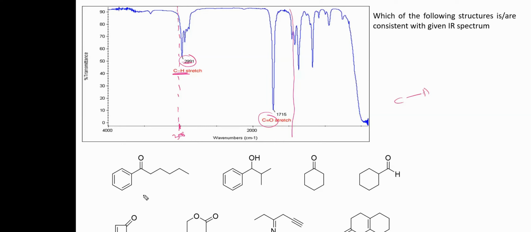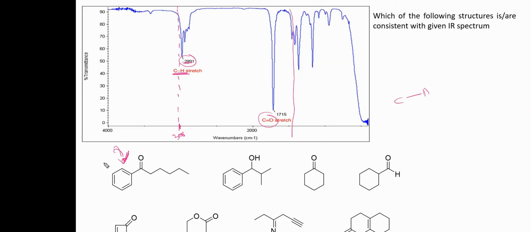Based on that, I just want you to answer one question. Do you think it could be this structure? What do you guys think? Can I get an answer? Hopefully the question makes sense. Can somebody answer this question? Is this a possible structure for this IR?